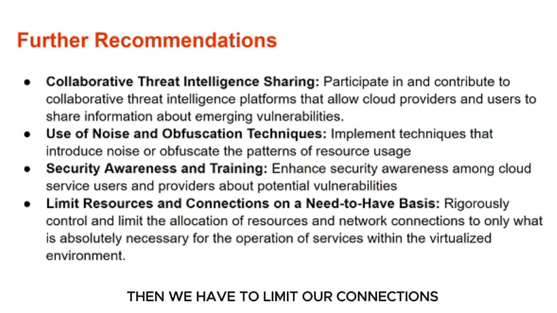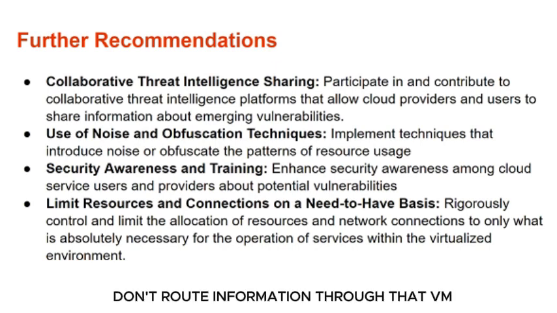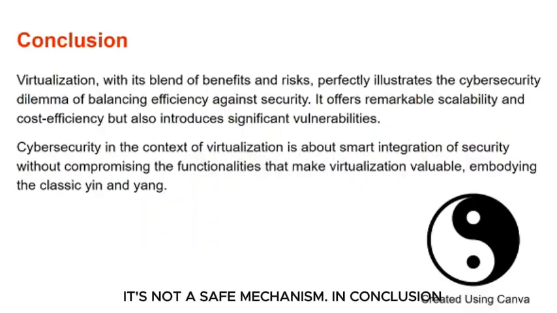Then we have to limit our connections, our resources, and our privileges on a need-to-have basis. We don't just assign memory spaces because we can. We restrict it to the functions that the VM is expected to perform, and then we make sure the privileges they have and the connections they make are because they need them, not because we can. So if a VM doesn't need to connect with another VM, then don't make it connect. Don't route the information through that VM just to get to another VM. It's not a safe mechanism.